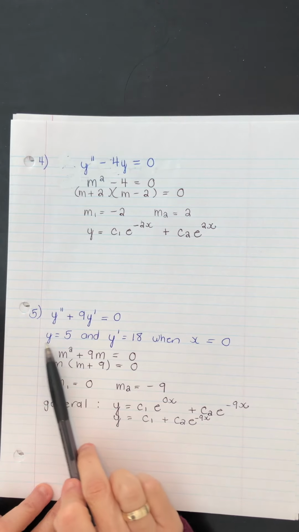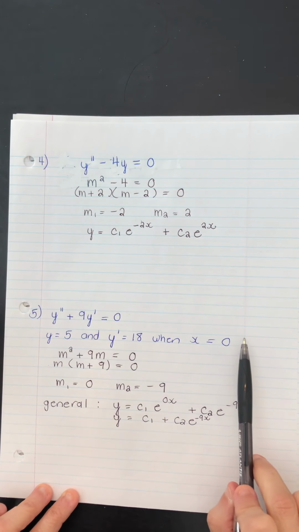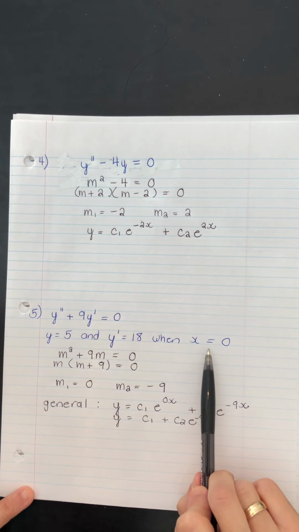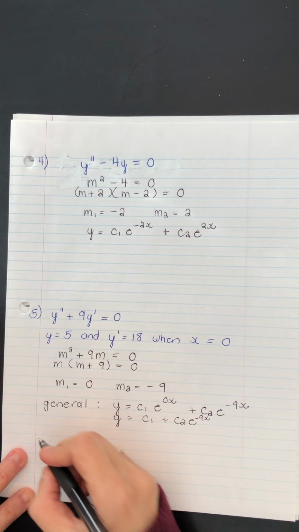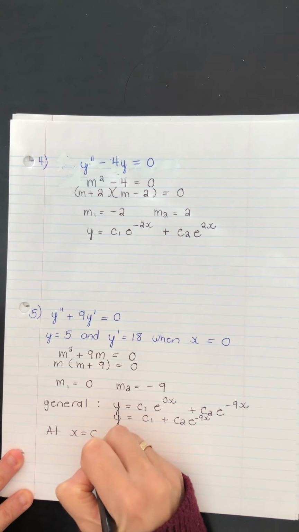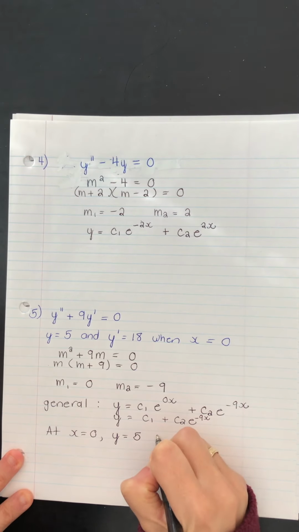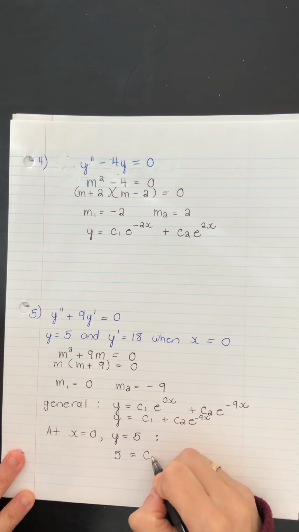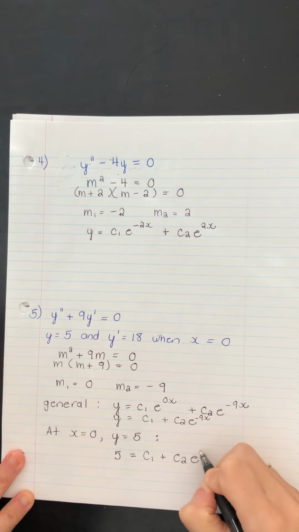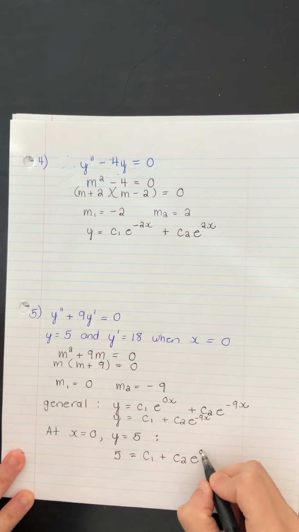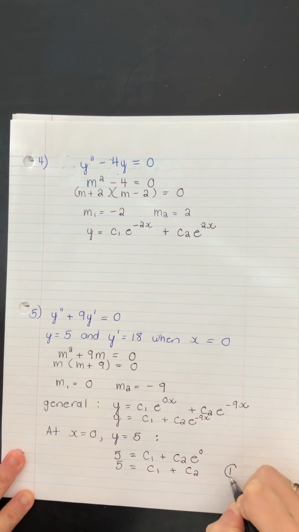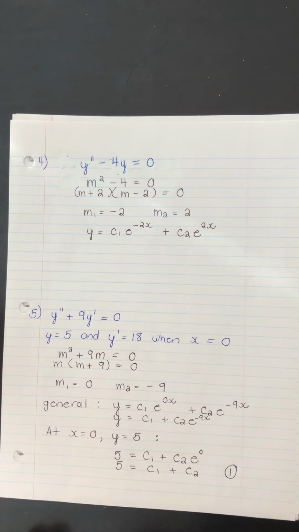And now look, I've got information here that'll allow me to find the particular solution. So I can start right away. I have an equation with x and y, so I could start right away by using x equals 0 and y equals 5. So at x is 0, y is 5. That means 5 will be on the left side, and on the right side, I will have c1 plus c2 e to the 0, which is the same as c2 times 1. So 5 is c1 plus c2. And that is my first equation in two unknowns.